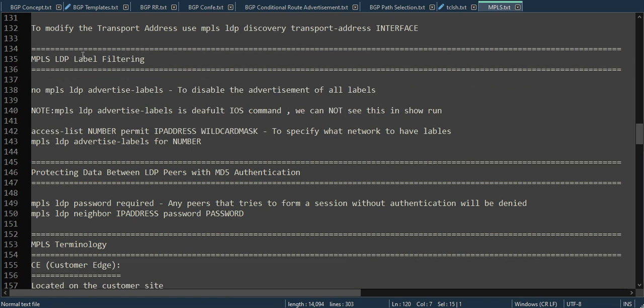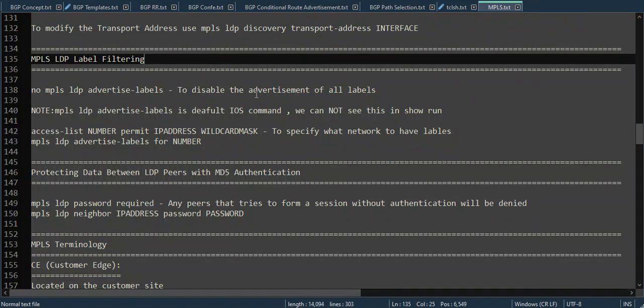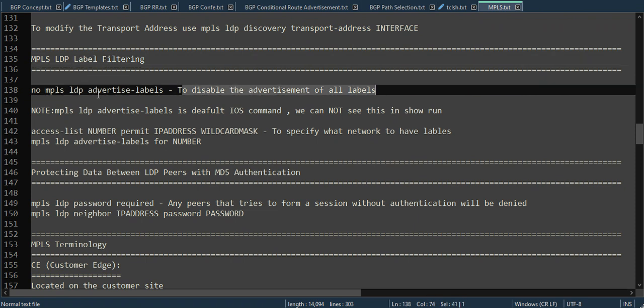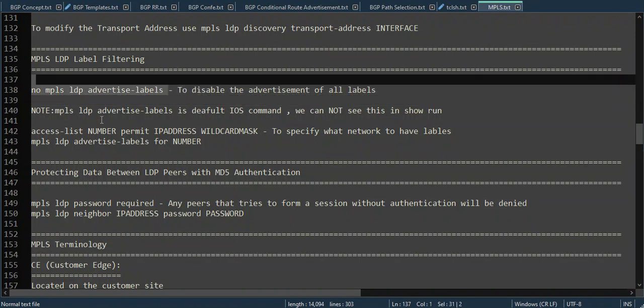Okay, let's see MPLS LDP label filtering. We can filter our labels. For MPLS label filtering, first we have to disable advertisement for our labels by this command: no mpls ldp advertise-labels.